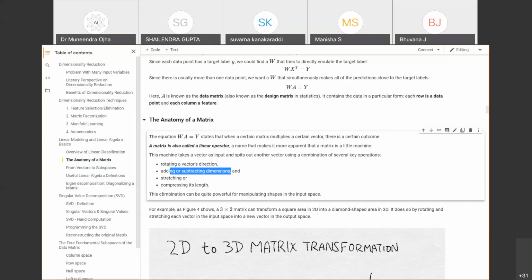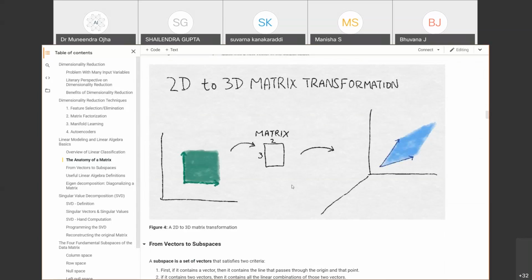Okay, this combination can be quite powerful for manipulating the shape of the input space, and that is our objective. If you have a matrix, you multiply it with another matrix and you get a kind of skewed, translated matrix. So the matrix has been transformed to a different shape. That is our objective. We will somehow get the data.